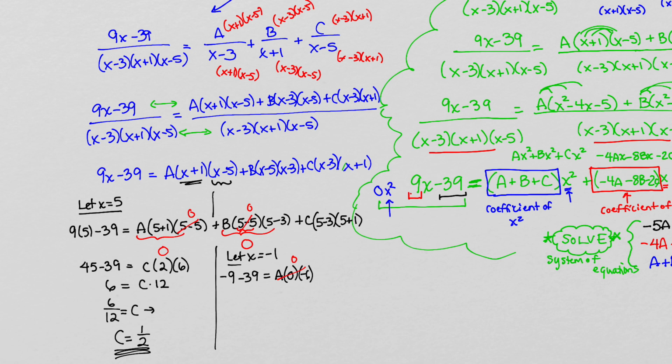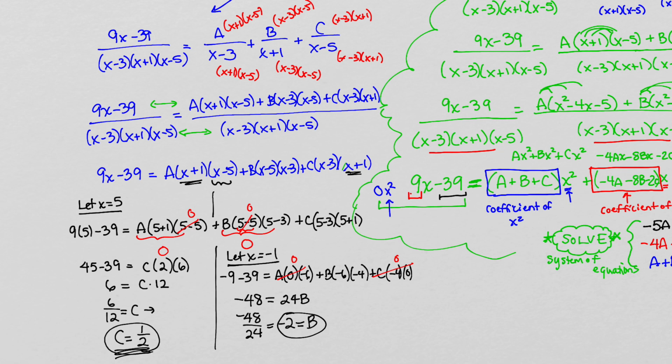Letting x equal -1 gives us plus B times negative 6 times negative 4 plus C times, and see that last term here, that's going to give me negative 4 times 0, so that term is also going to drop out. And so really what I have is negative 9 minus 39, or negative 48, equals B times 24, or 24B. It looks like this time I get negative 48 divided by 24, which is negative 2. So it looks like my B value is actually negative 2.